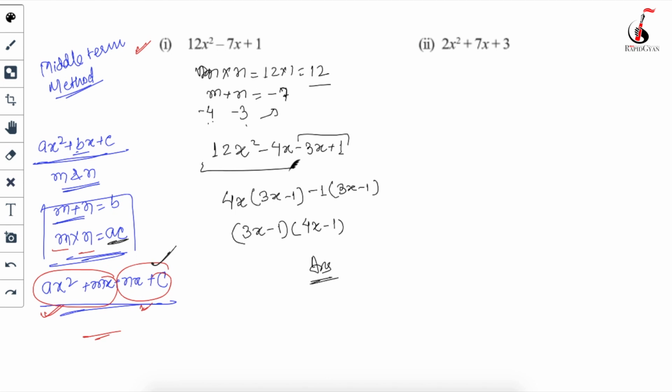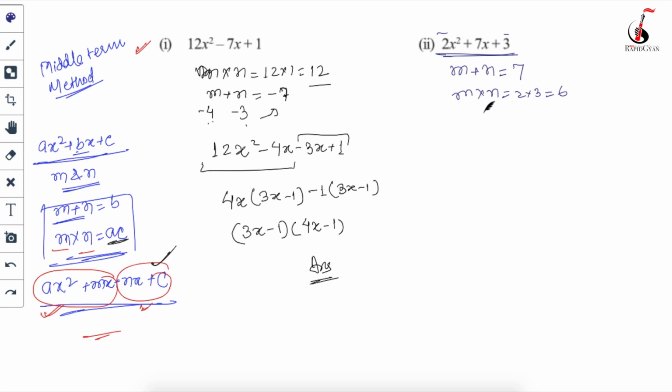Now let's solve the second question. The second question is again the same thing. What is it saying? 2x square plus 7x plus 3. So you have to find two values such that m plus n is equal to b, which is 7, and m multiplied by n is equal to 2 multiplied by 3, which is equal to 6. So you have to find two numbers such that their product is 6 but their sum is 7. So what will those two numbers be, beta? Any guesses?